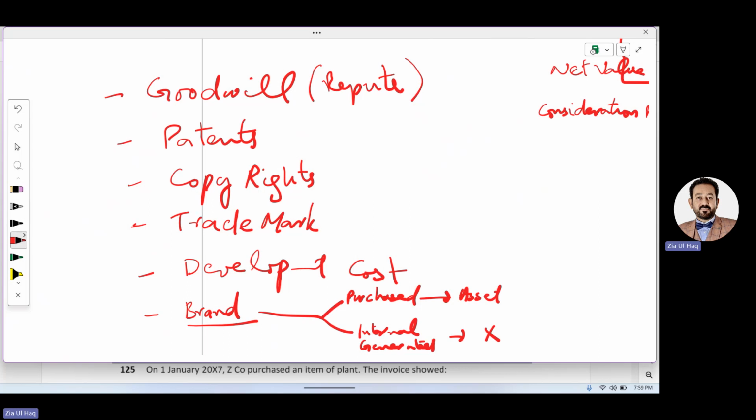Because what is brand? Any slogan, like this is the logo of the brand. Due to this, people are paying more for your products. Can we touch this brand? No. We can only see. So only purchased brand will be capitalized, internally generated cannot be capitalized. Okay, one thing more.